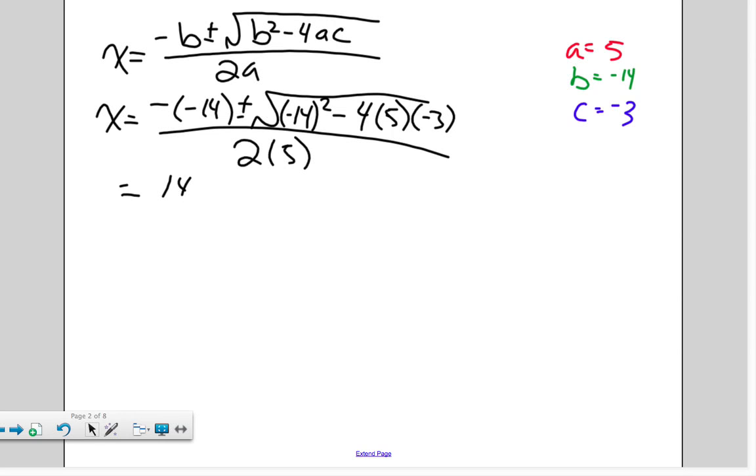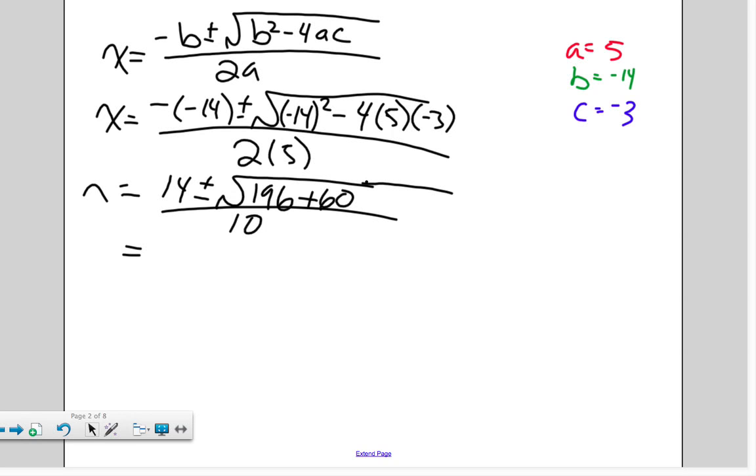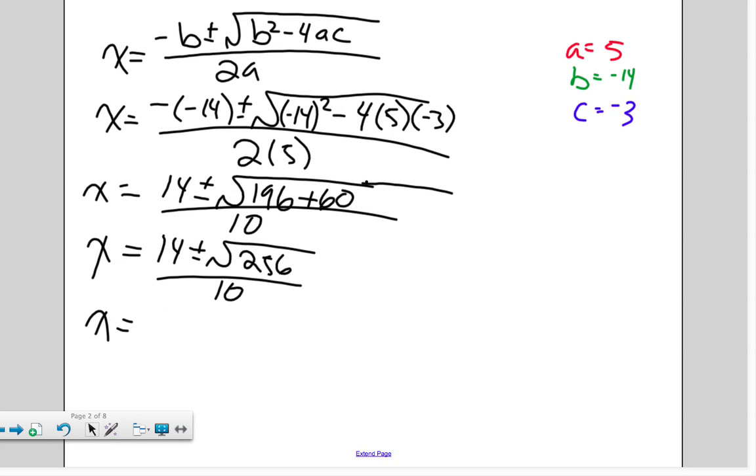So we have 14 plus or minus the square root of 14 squared, which is 196, minus 4 times 5 is 20, times 3 is 60, but that's a positive 60, all over 10. So x is 14 plus or minus the square root of 196 plus 60, which is 256, over 10. Yes, the square root of 256 works out nicely to be 16.